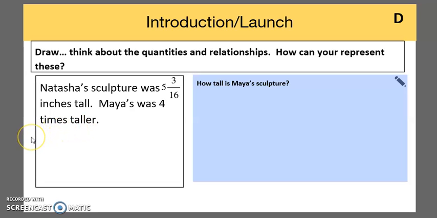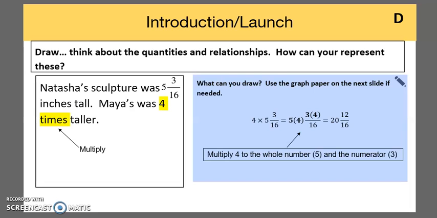I'm going to move on to the next slide and show you how to work through that problem. When we see the clue word 4 times, in this case 4 times taller, this tells us to multiply. So when we look at the problem, we're going to multiply 4 times the 5 3/16.